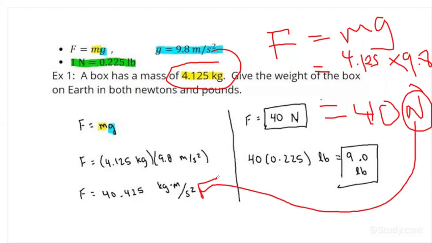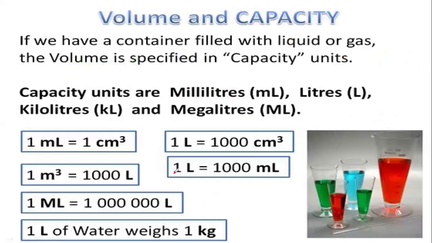Newtons are actually this: you're multiplying a kg by the length, and then dividing by time squared. That's what a newton is. So they can ask you to prove that this newton is equal to this unit here. You have to familiarize yourself with that, and then we can talk about volume, which is very similar to capacity.